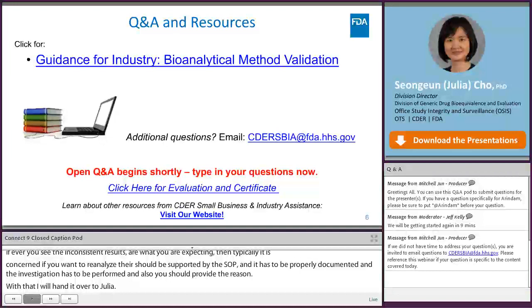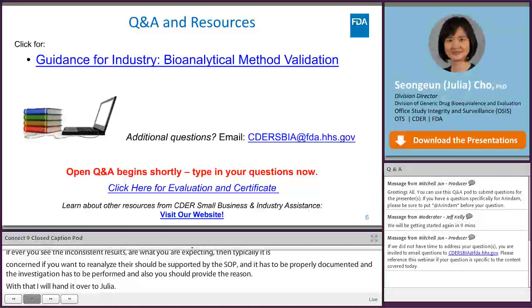So the first one: if an inspection occurs during an ongoing study, to what extent does the inspector expect the documentation in the study file to be available at the time of inspection for study reconstruction purposes?